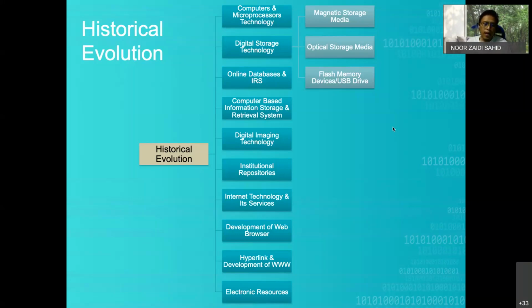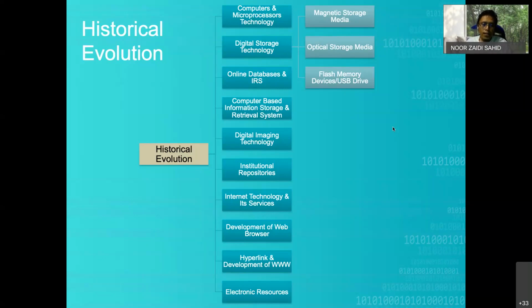Okay. Next, digital imaging technology. This one is also varied. It can be a digital camera, it can be the history of scanners, heavy duty scanners. It can be any devices or machines used or applied in the process of digitization. This also has its own history.